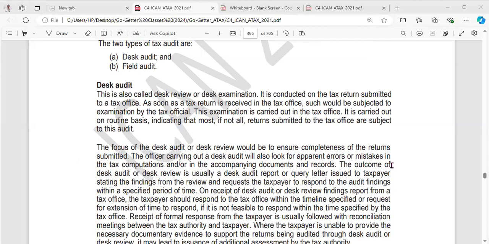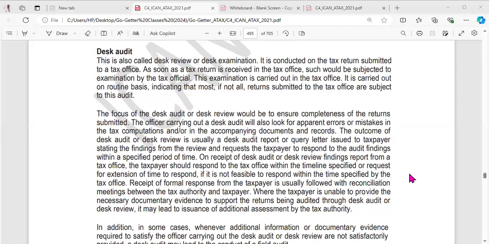Now, they are going to do that to ensure completeness of the returns. They are looking out for apparent errors in your computation. They are also looking out for whether your underlying documents agree with your returns. They are also looking to see if you are following the tax laws in the way you are computing your taxes.